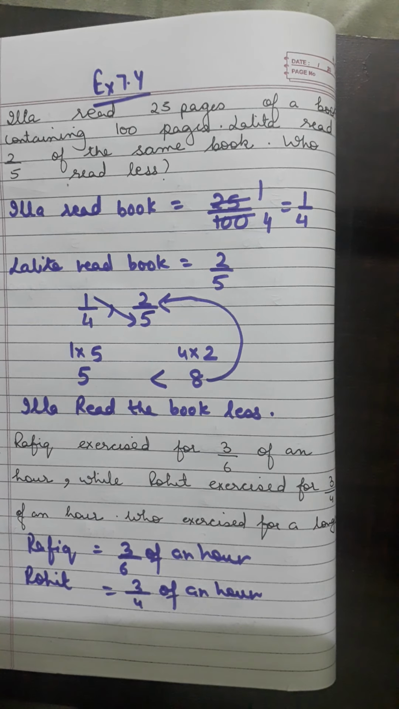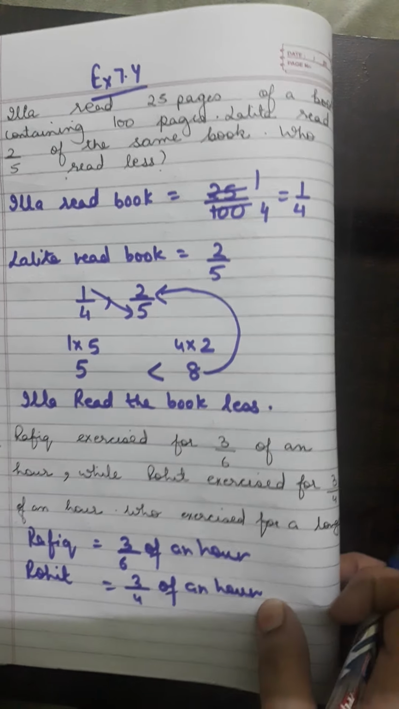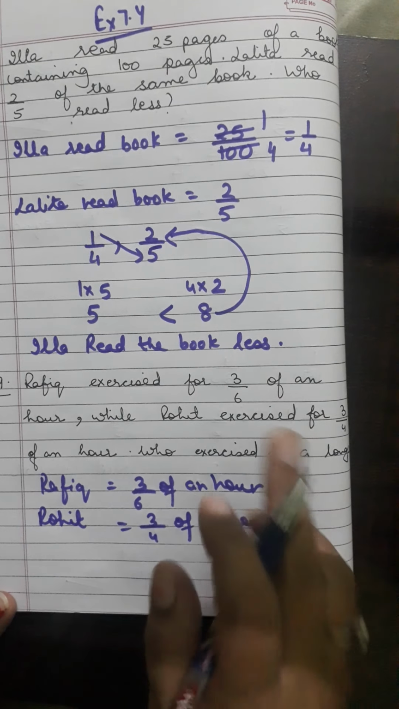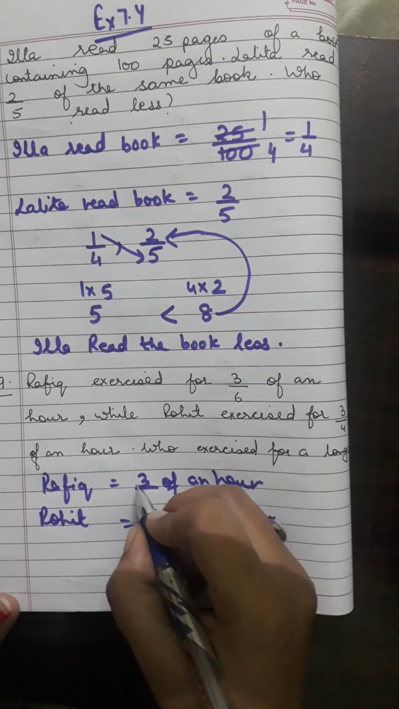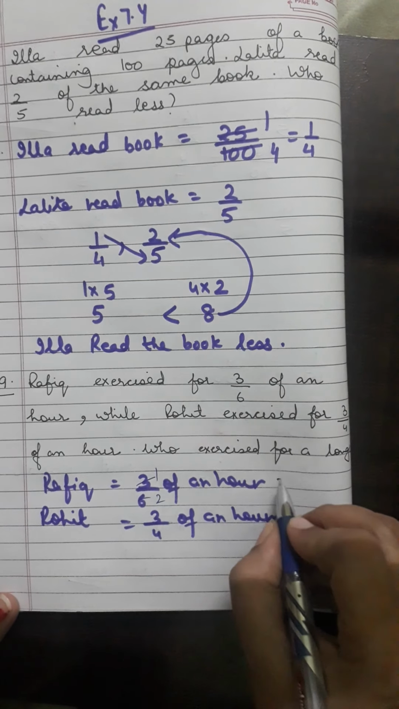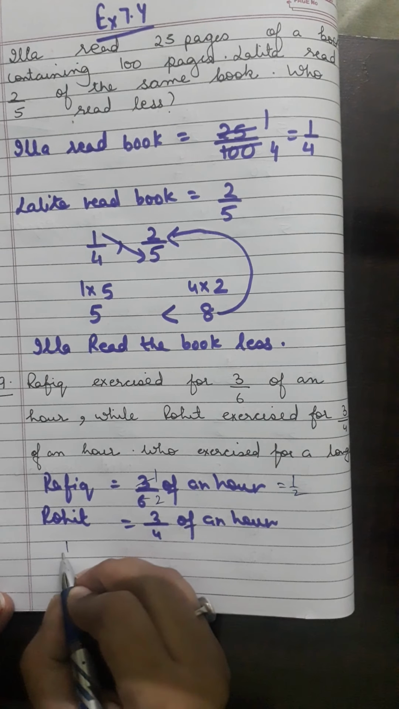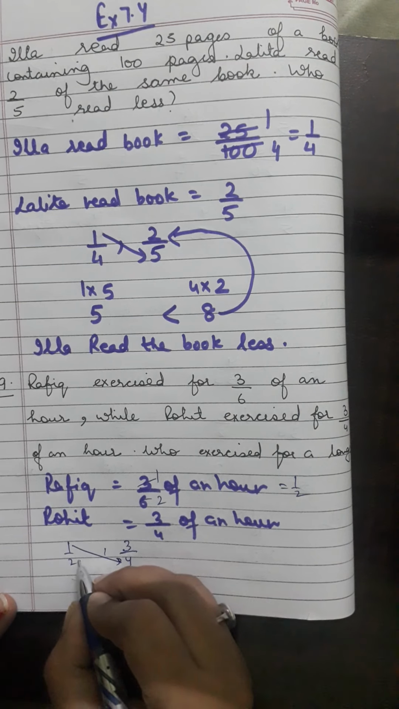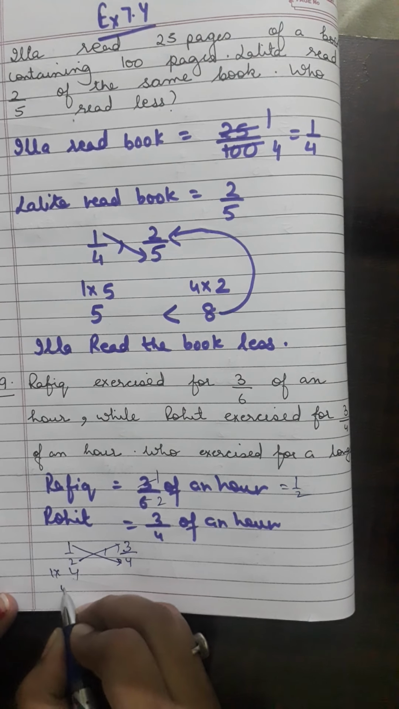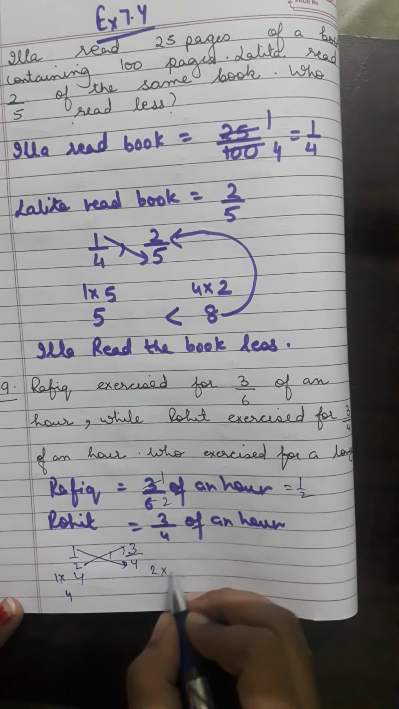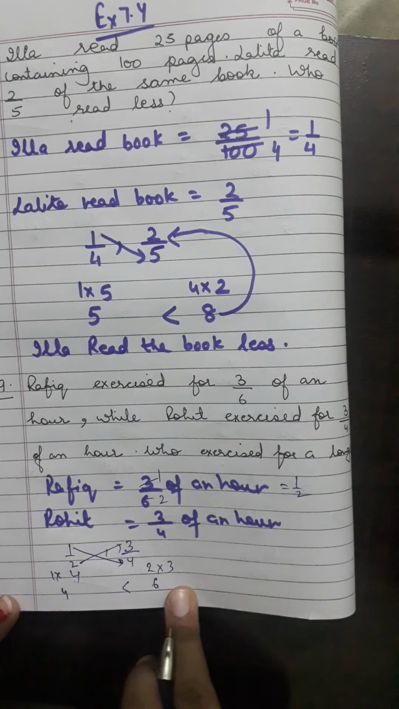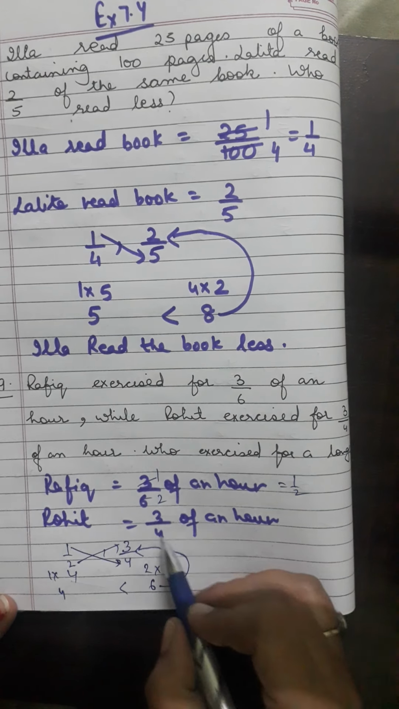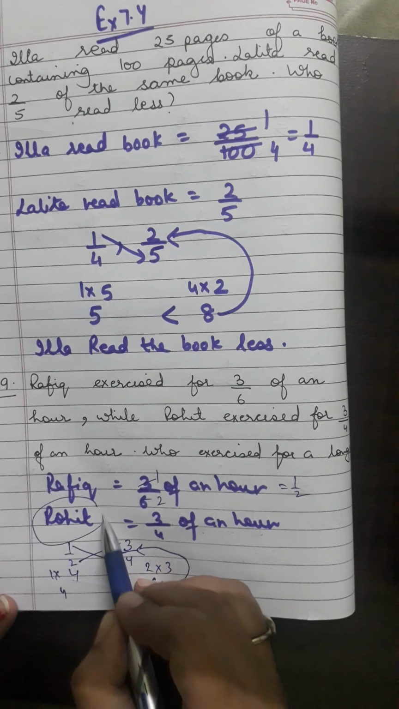Now we have to see who has exercised for a longer time. Now 3 by 6 is divisible by 3. 3 ones are 3, 3 twos are 6. So it is 1 by 2. So 1 by 2 and 3 by 4. We will cross multiply. So 1 into 4 is 4 and 2 into 3 is 6. So which is greater? 6 is greater, and 6 came from the fraction 3 by 4. The fraction 3 by 4 is Rohit's.